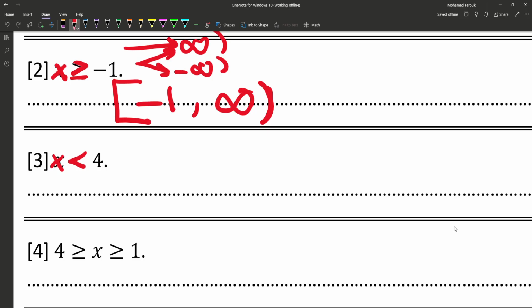If it goes to negative infinity, I will start with negative infinity and then the number, not the inverse, because negative infinity is smaller than this number. And this one is round bracket. What about 4? We don't have the equal sign, so it will be square bracket.